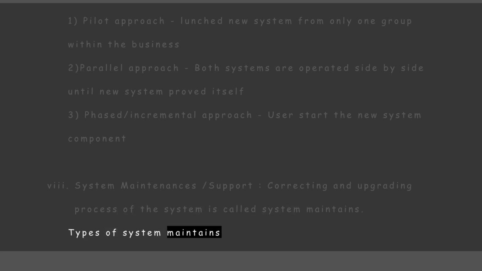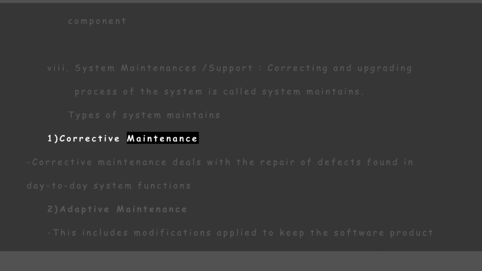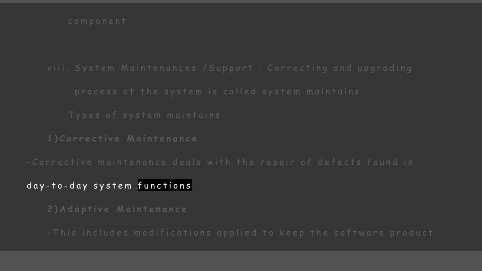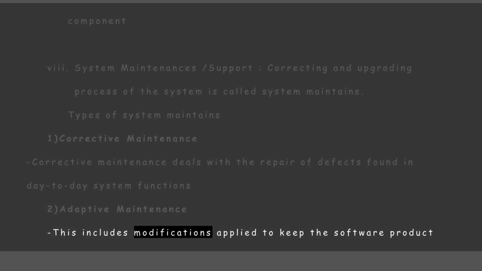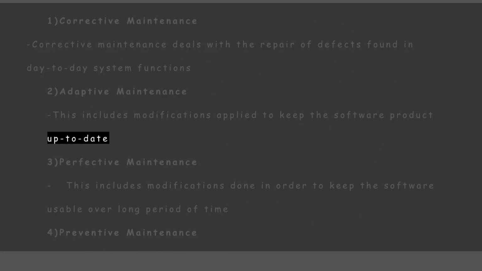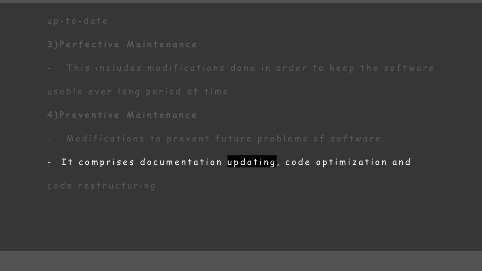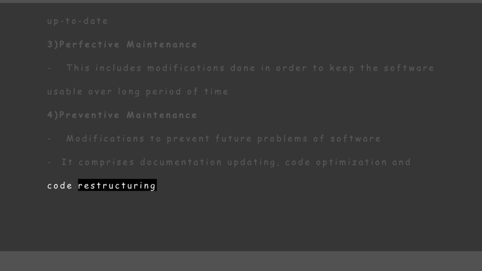Types of system maintenance. 1. Corrective maintenance. Corrective maintenance deals with the repair of defects found in day-to-day system functions. 2. Adaptive maintenance. This includes modifications applied to keep the software product up to date. 3. Perfective maintenance. This includes modifications done in order to keep the software usable over a long period of time. 4. Preventive maintenance. Modifications to prevent future problems of software. It comprises documentation updating, code optimization and code restructuring.